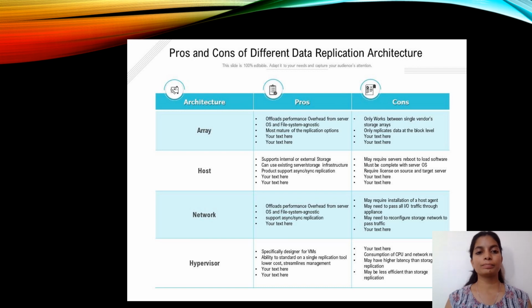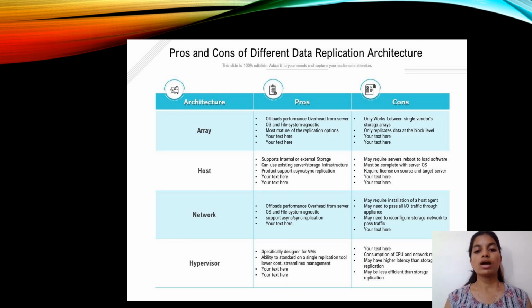Here are some pros and cons of the different data replication architectures. First one, the array. The pros are offloaded performance overhead from the server OS and the file system, and it is one of the most mature of the replication options. The cons are that it only works between a single vendor's storage and only replicates data at the block level.